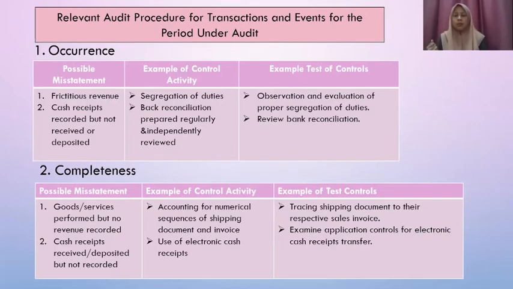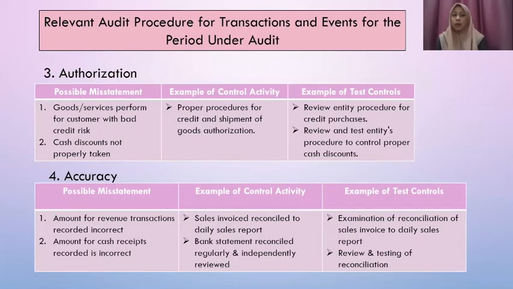Another possible misstatement that arises from completeness is that cash receipts are received or deposited, but not recorded. So what can the management do? The management can implement the use of electronic cash receipts. Once they have implemented this, the auditor can examine the application controls for the cash receipt transfer. Next, we will go to authorization.